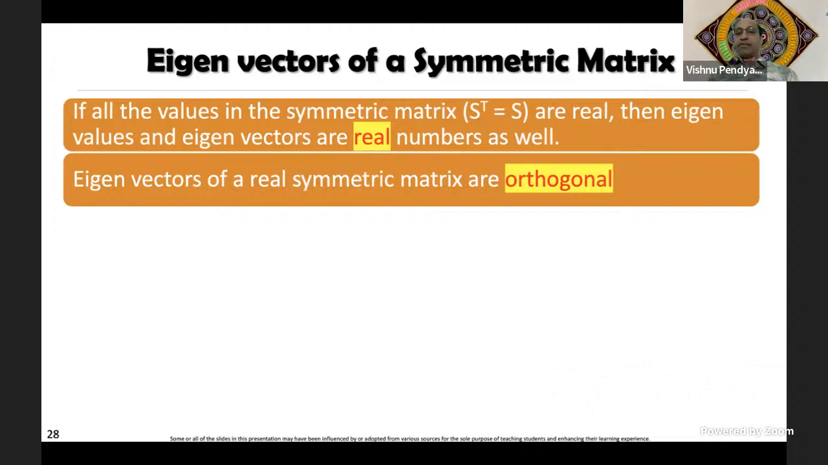By the way, these are all proven theorems. I'm not going into the theorem. They're all simple proofs, but I don't want to go into them in the interest of time.